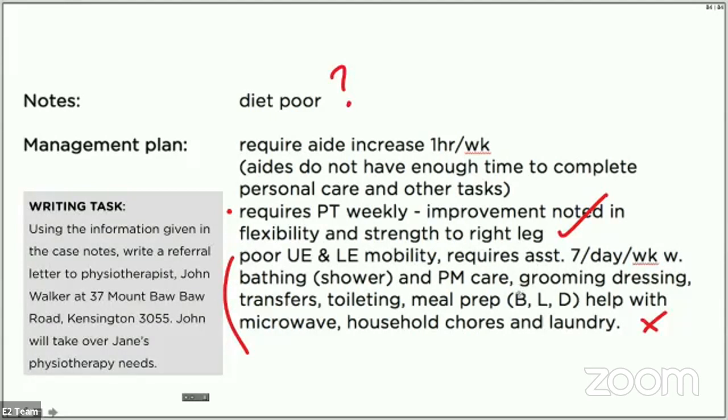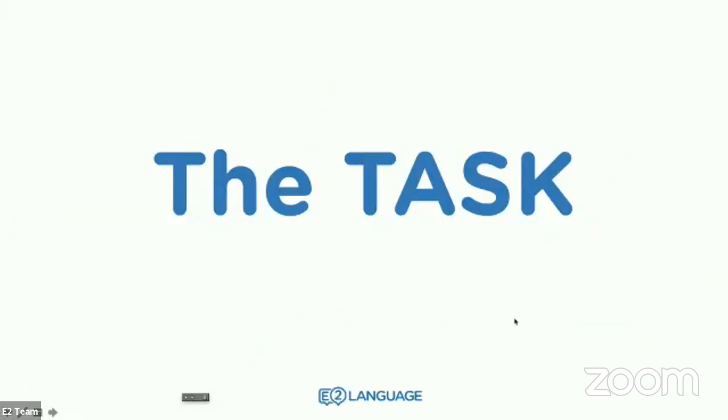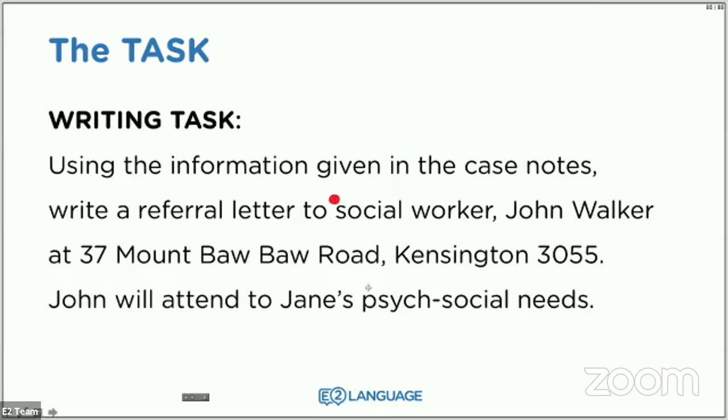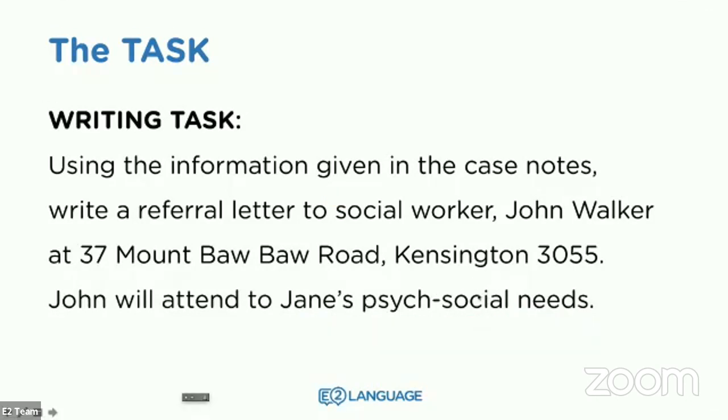Okay? Keep that in mind. Let's change the task a little bit more and go through it again. This time we're writing to a social worker. So John Walker now is a social worker who's going to attend to Jane's psychological and social needs. Very interesting.